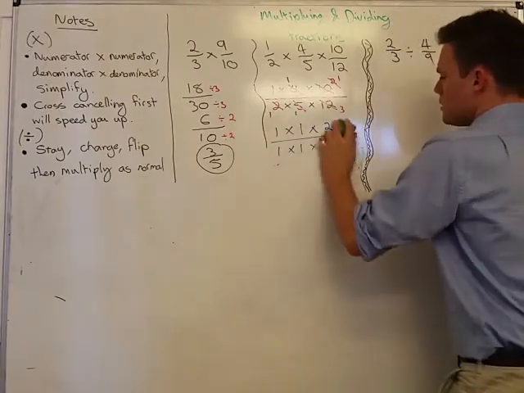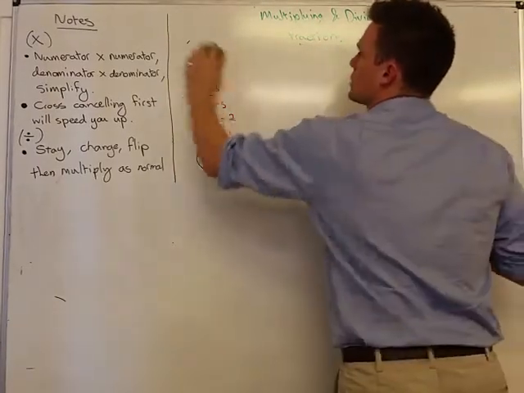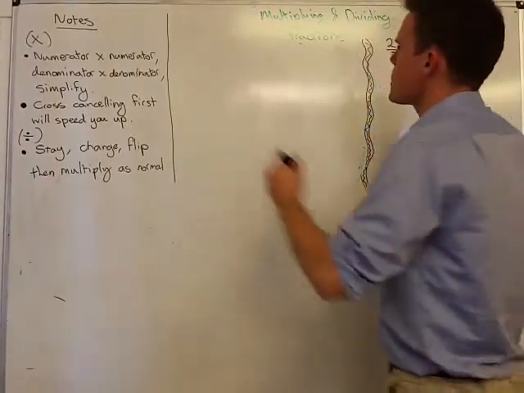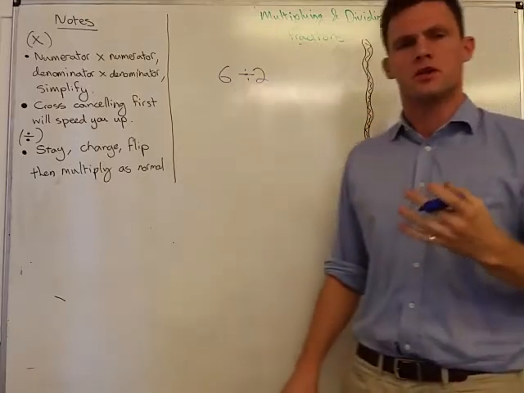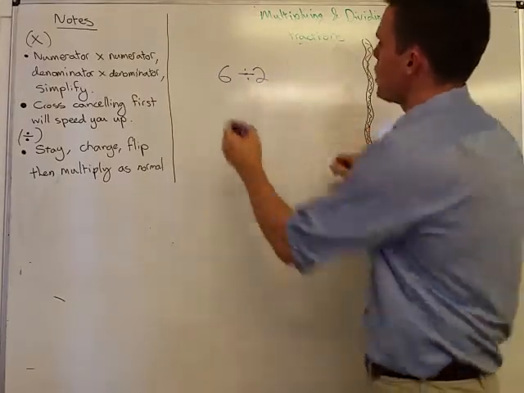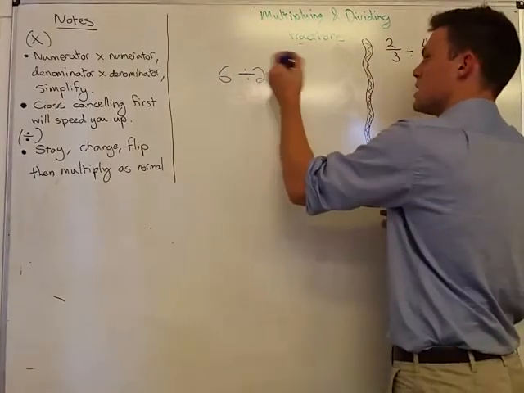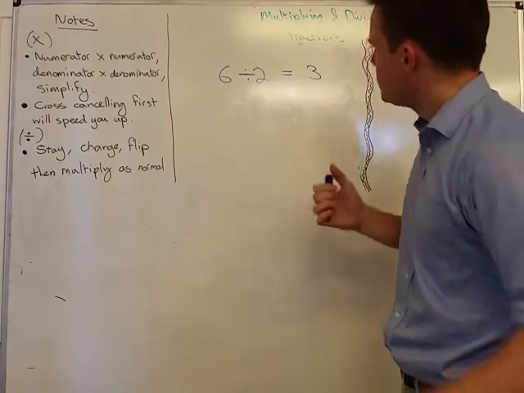Okay, before we get on to the division of fractions, something I need us to think about. What does this sum actually mean? I have 6 divided by 2. What it means is, how many groups of 2 can I get from 6? Well, clearly, 3. Okay, that's what that actually means.